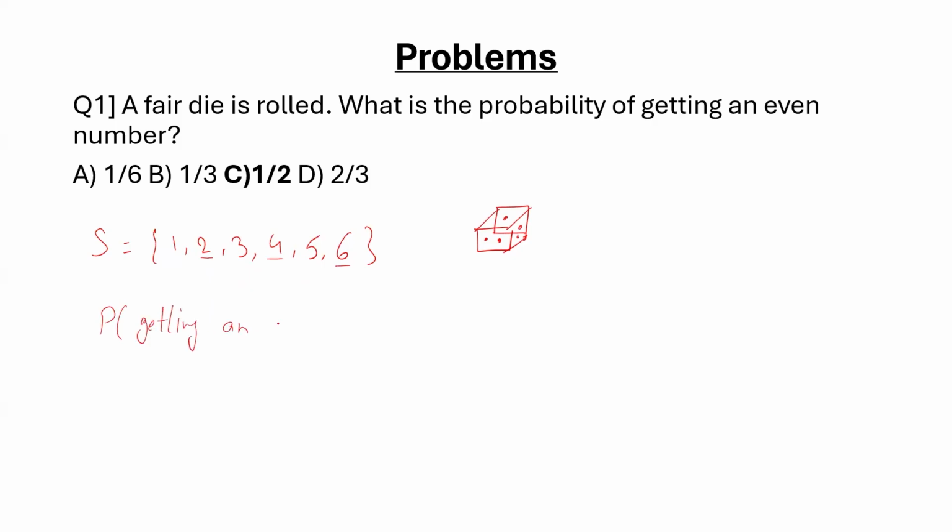What is the probability of getting an even number? How many even numbers are possible? 2, 4 and 6. So only 3 even numbers are possible. And how many total numbers are there? You have 6 total numbers, right? So the probability is 1 by 2. So the probability of getting an even number is 1 by 2. So the correct option is C. So you have to pick C.